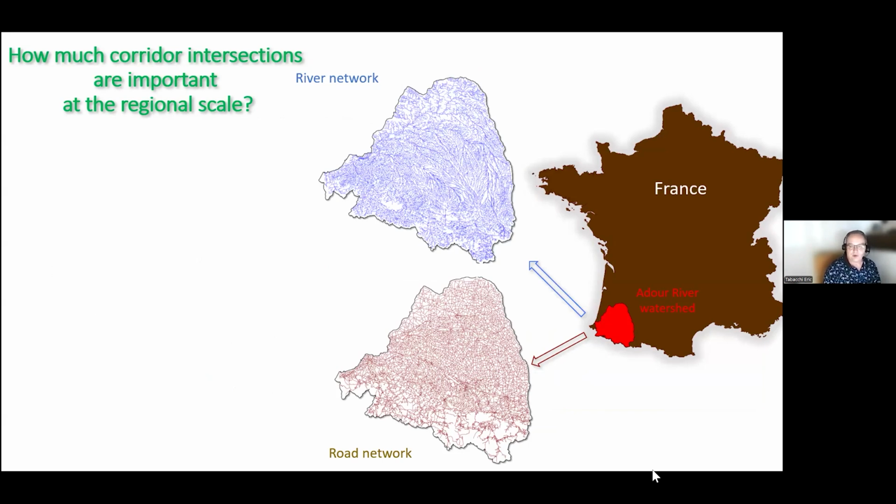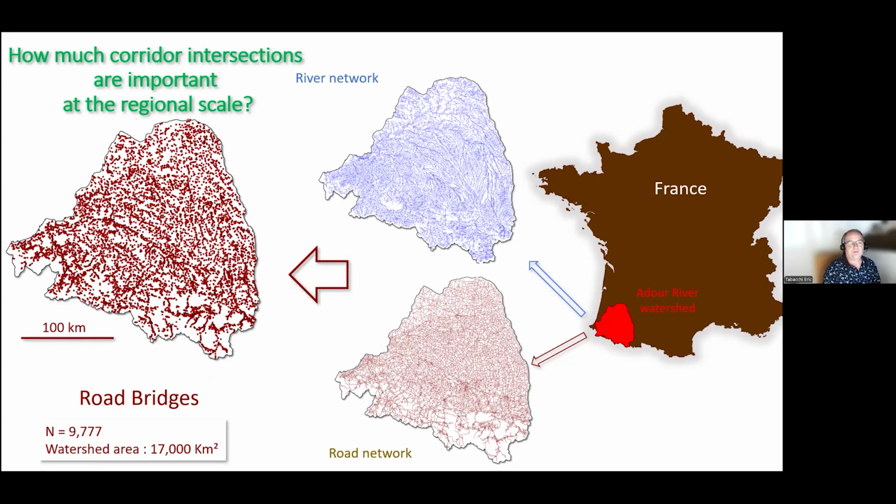Here you have the example of a small watershed in the southwestern part of France, and you can see here the map of the river network of this watershed and also the road network. And if we consider the intersection between these two maps, you can see that bridges occupy all the regions and express a large set of elements that are very important for biodiversity.